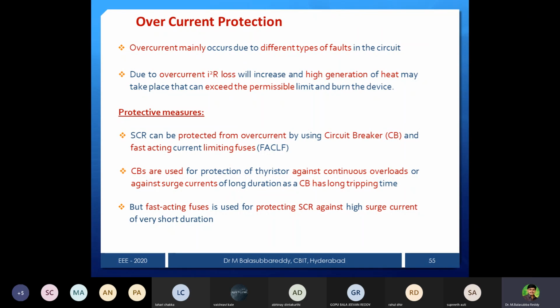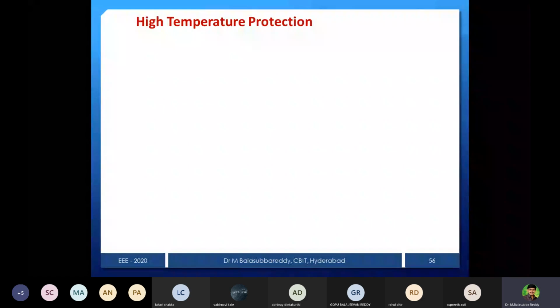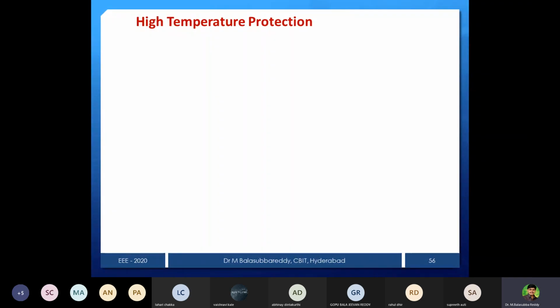And for protection of the SCR against high surge current of short duration, preferably we require a very short duration. Another one is high temperature protection, which we notice in the case of the turn on process. One of the methods, as you are aware, is temperature triggering or light triggering.